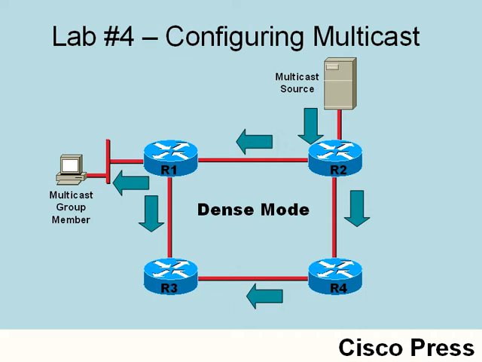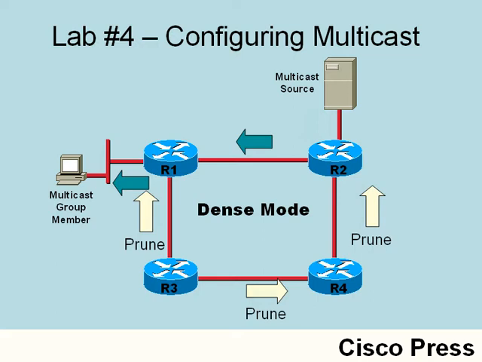So what do they do? They don't want to receive this unneeded traffic, so they send prune messages back upstream to say, please prune me off of this tree. I no longer want to receive multicast traffic destined for this group. At this point, we have a nice steady state, it appears. The multicast source goes into router R2. R2 sends the traffic over to router R1, and router R1 is sending it out to our multicast group member. This behavior we just described is called the flood and prune behavior.